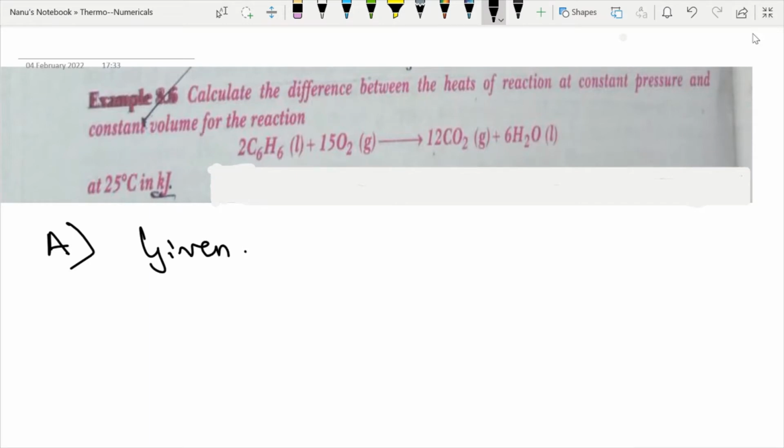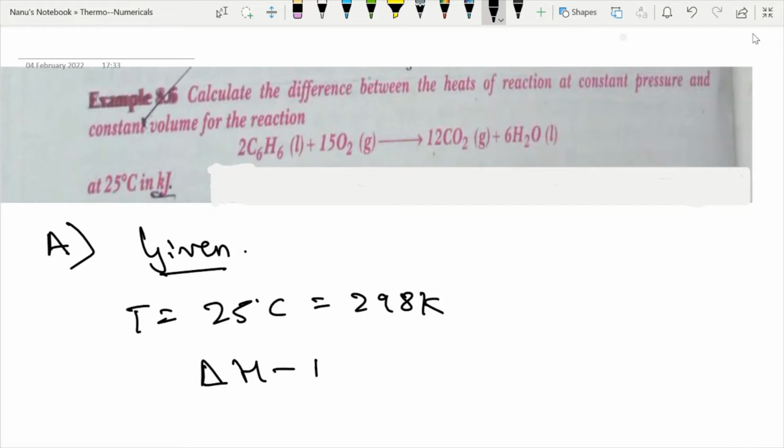Calculate the difference between the heats of reaction at constant pressure and constant volume for the reaction that is given, and the temperature is given as 25 degrees Celsius, which is equal to 298 Kelvin. What do we have to find? The difference between the heats of reaction at constant pressure and constant volume. At constant pressure, the heat is what? Del H. At constant volume, the heat is what?